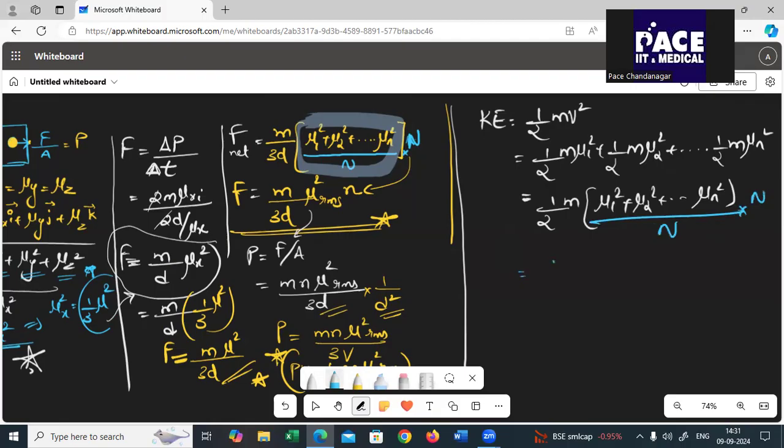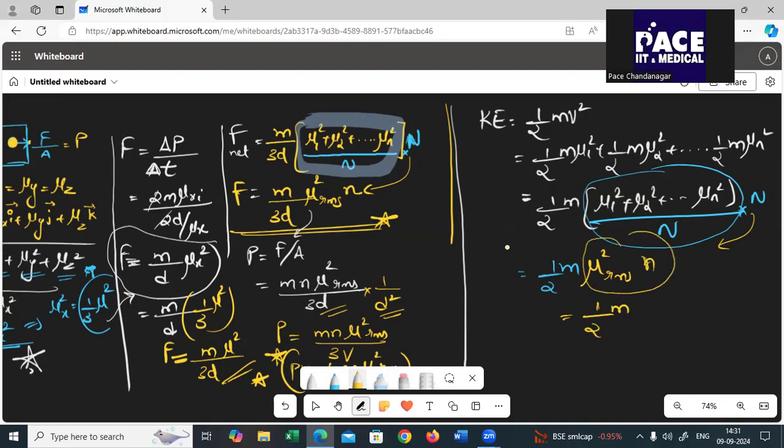So now what is this? Half m, and all this is nothing but my u square RMS times n here. So this is half m, and u square RMS times n is nothing but 3 times PV, right? From just now what we got. Okay, u square RMS times this is nothing but your PV, right? So which is what I'm going to write here.